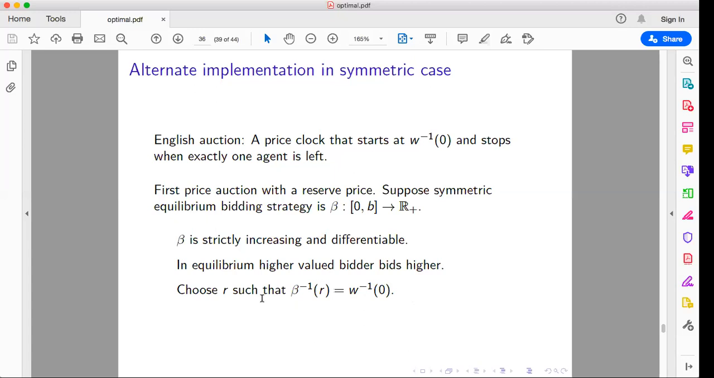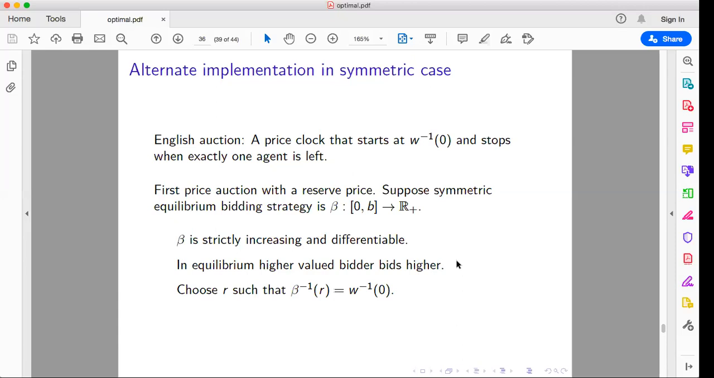that such a reserve price will exclude exactly the same set of bidders that we were excluding in the second price auction with reserve price W equals 0. So that's all that is required, because whenever bidders are winning, the same guys are winning, and so the expected revenue will remain the same as long as the allocation is the same. So there is a first price implementation of it.